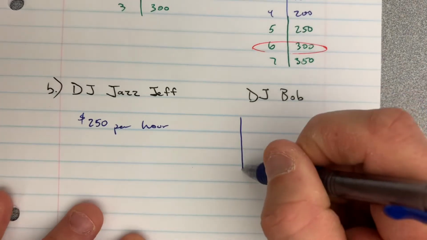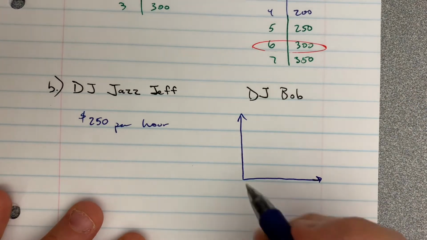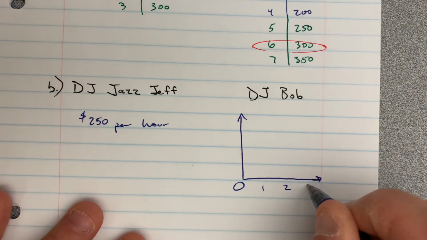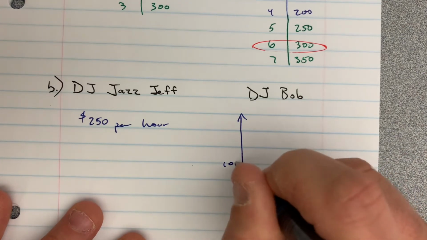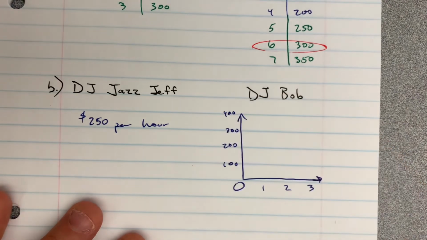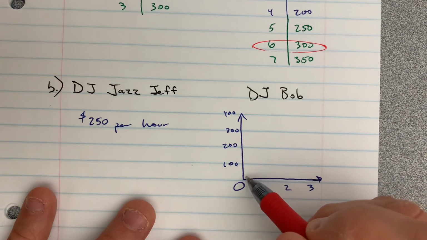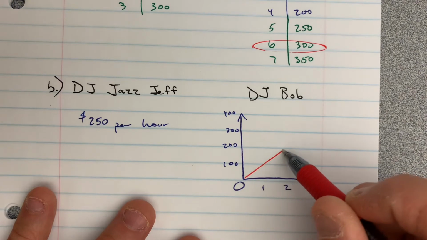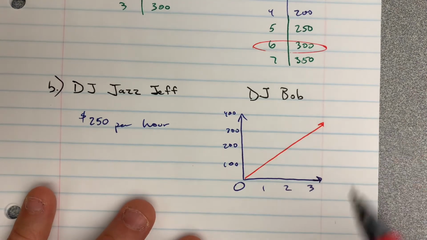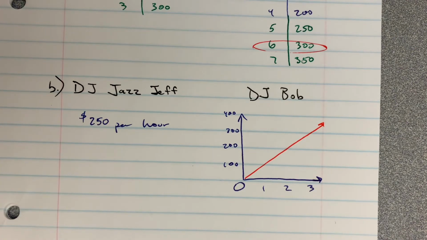All right, and I don't have information like that for him. For him, all I have is a graph. So it's going to go 1, 2, 3, and it's going to go up by hundreds. And DJ Bob, his is what his is going to look like. So one is given to me just verbally, the other one is given to me as a graph.